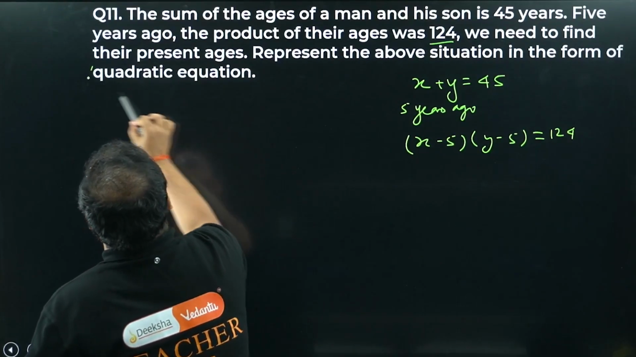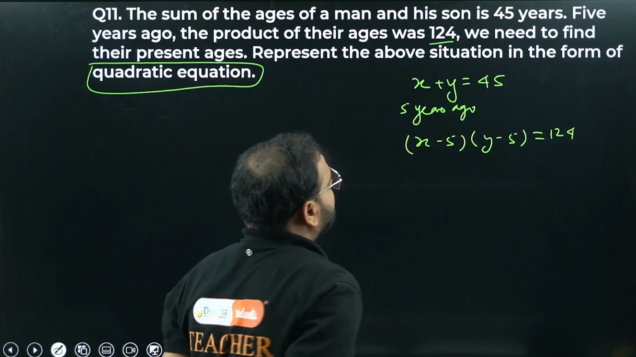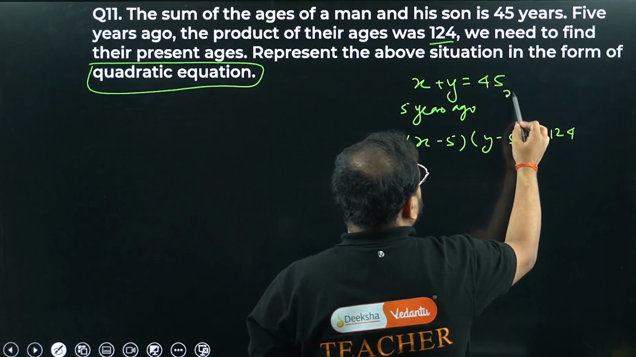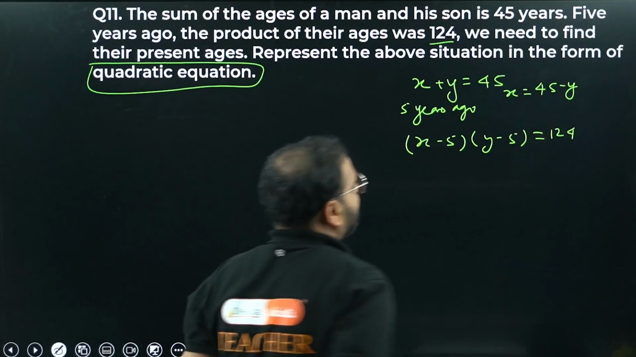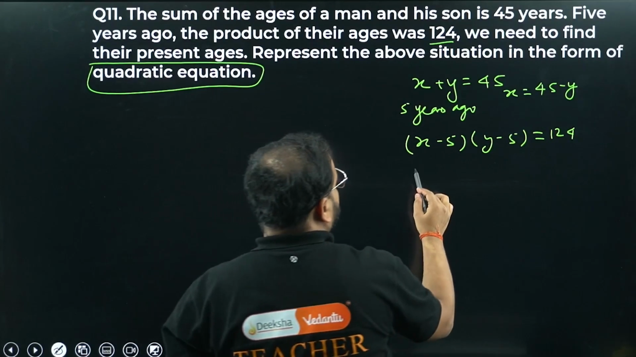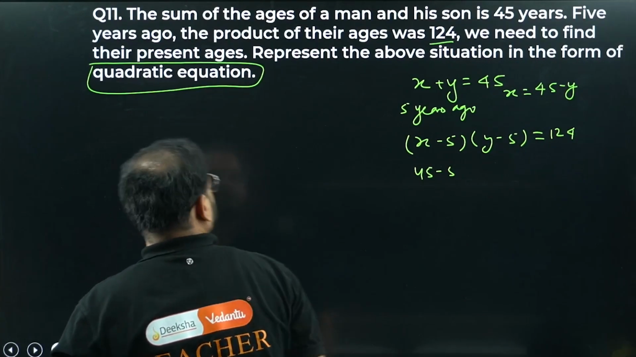What are they asking us? Quadratic equation means only one variable, right? So you have to eliminate another variable. So from here, what is x going to be? X is going to be 45 minus y. Yes or no? 45 minus y. Okay, put it here.